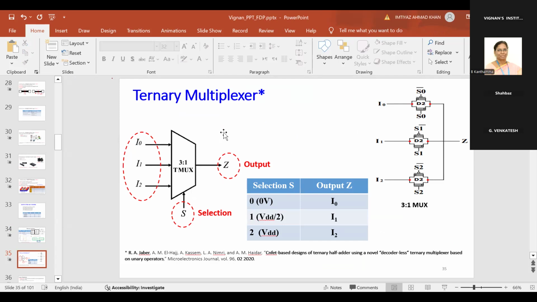Same using ternary multiplexer, using 3:1. Same as the multiplexer you use for binary, here with a ternary inverter. If S is the control logic, if S is 0, then I0 is passed. S is 1, I1 is passed. S is 2, I2 is passed. The inputs are 0 volt for logic 0, VDD by 2 for logic 1, and VDD for logic 2.